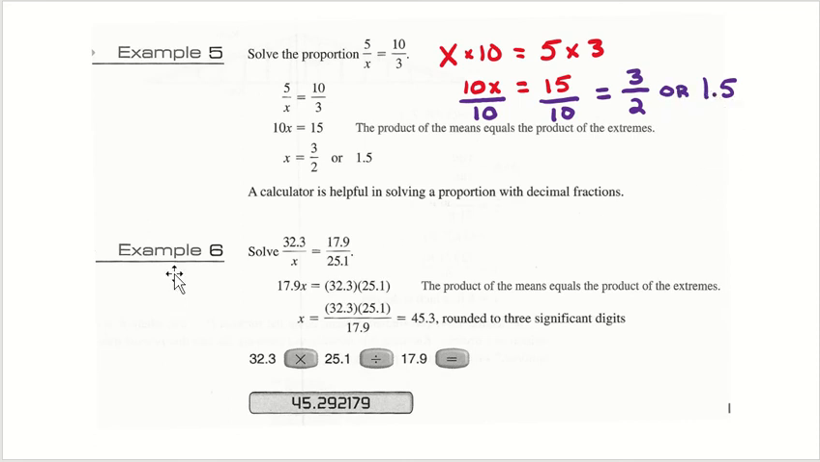Using your calculator, here is example 6. The extremes are 32.3 and 25.1. The means are x and 17.9. If we multiply the extremes, 32.3 and 25.1, and divide that by 17.9, the result is 45.292, and it says to round to 3 significant digits, which is going to be 45.3.